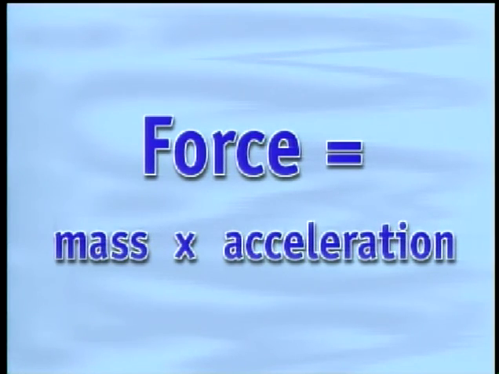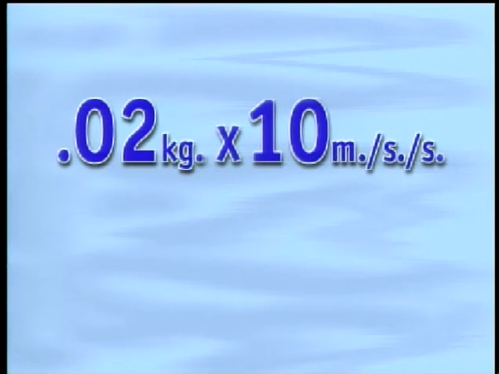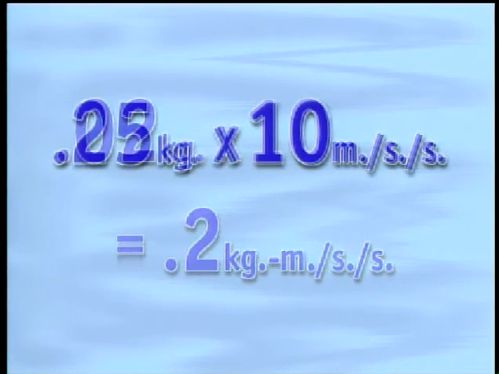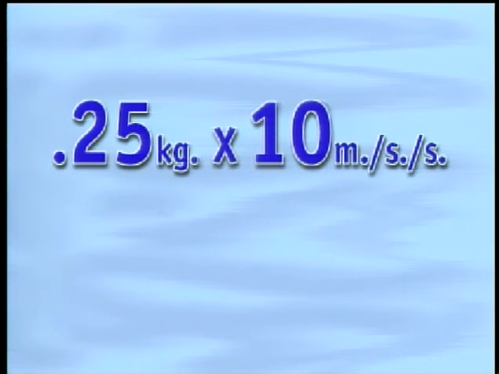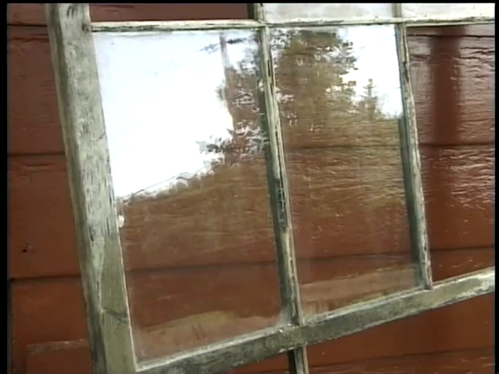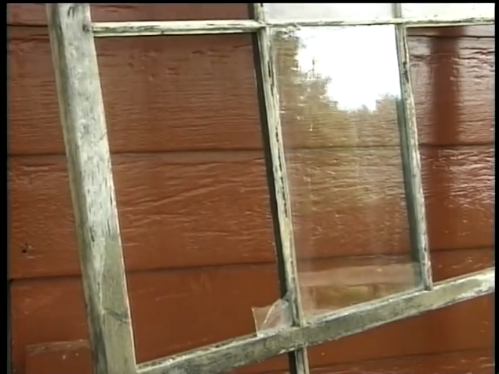This relationship can be summarized by the mathematical equation force equals mass times acceleration. With the piece of paper, force equals 0.02 kilograms times 10 meters per second equals 0.2 kilograms meters per second. And the force of the baseball equals 0.25 kilograms times 10 meters per second equals 2.5 kilograms meters per second, over 10 times greater force than the moving paper.